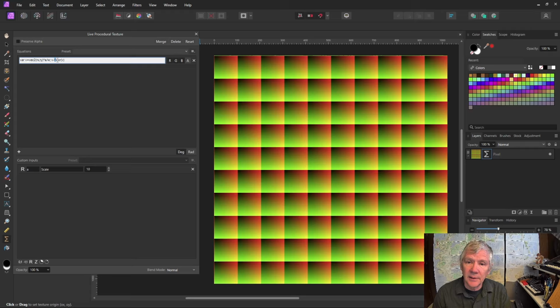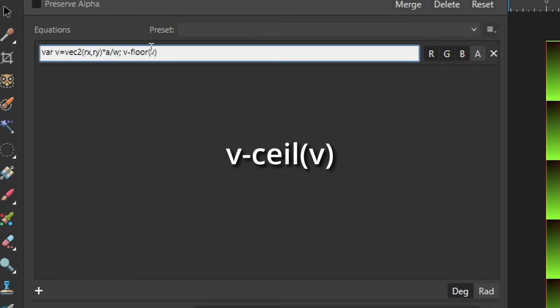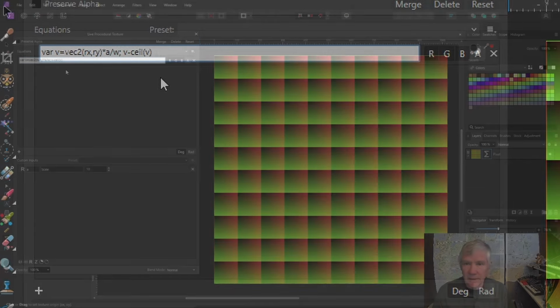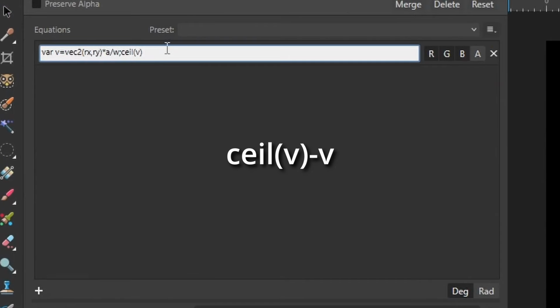Now I could look at the ceiling. I'm just going to leave it in subtraction mode here. What if I change it to the ceiling of this? Okay, so if I change it to the ceiling, they're all negative numbers. Okay, so that didn't work. But if I take, so let's do ceiling minus V. Okay.